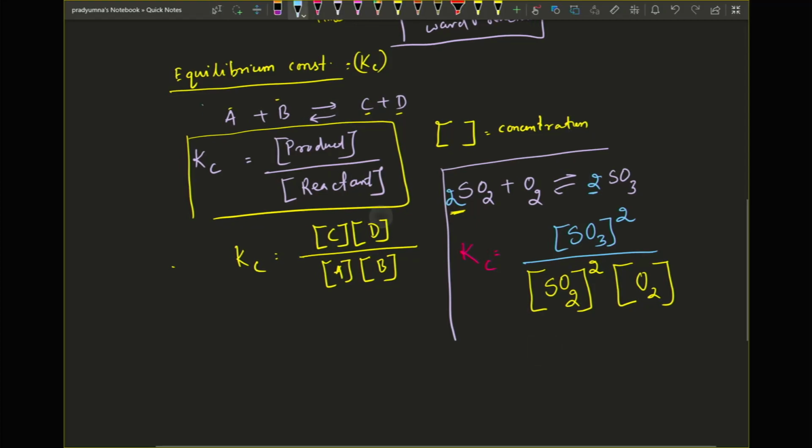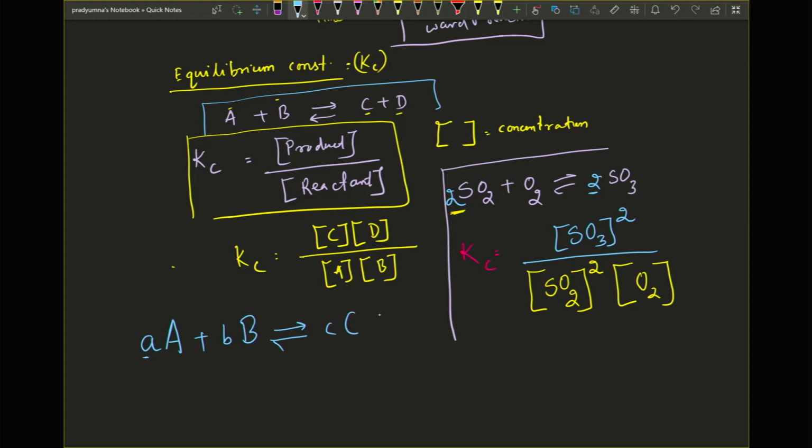So let's make this reaction a little bit more complicated. Let's say we have small a times capital A, where small a means the coefficient, and small b times capital B, and they are in equilibrium with small c times capital C, and small d times capital D. So this time, capital A and capital B are your reactants, and capital C and capital D are your products.